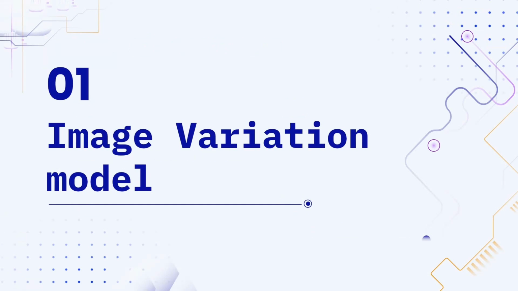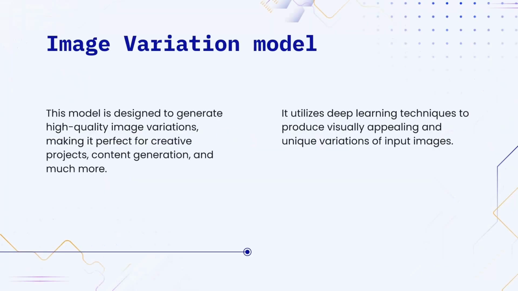The backbone of our app is the Stable Diffusion Image Variation Pipeline from Hugging Face. This model is designed to generate high quality image variations, making it perfect for creative projects, content generation, and much more. It uses deep learning techniques to provide visually appealing and unique variations of input images. This model focuses on creating new content from existing data. Let's try to understand how it works.